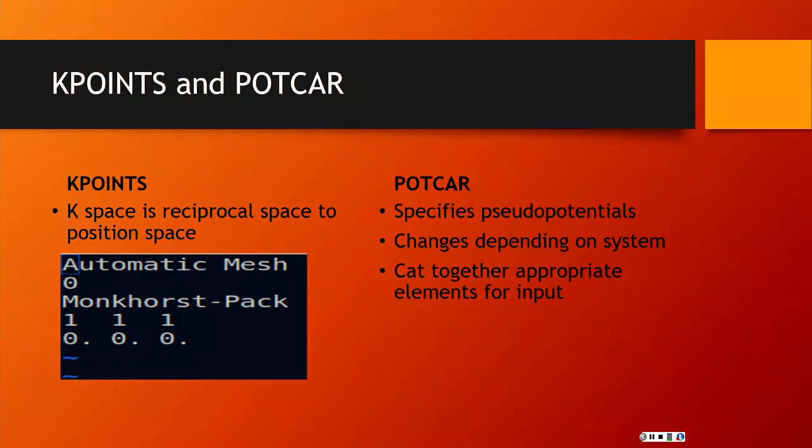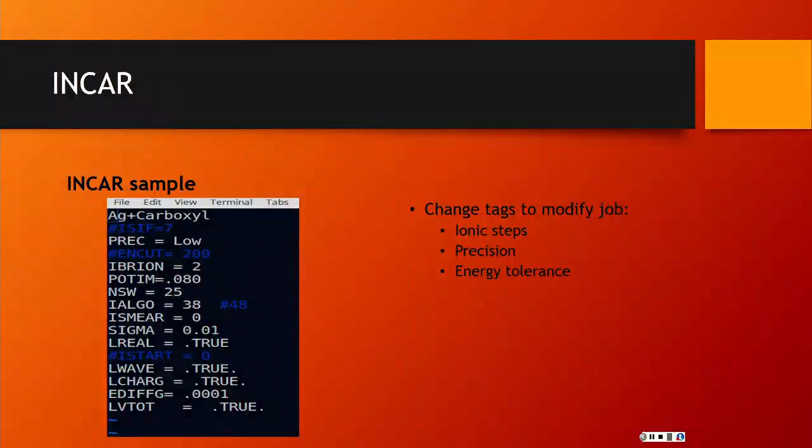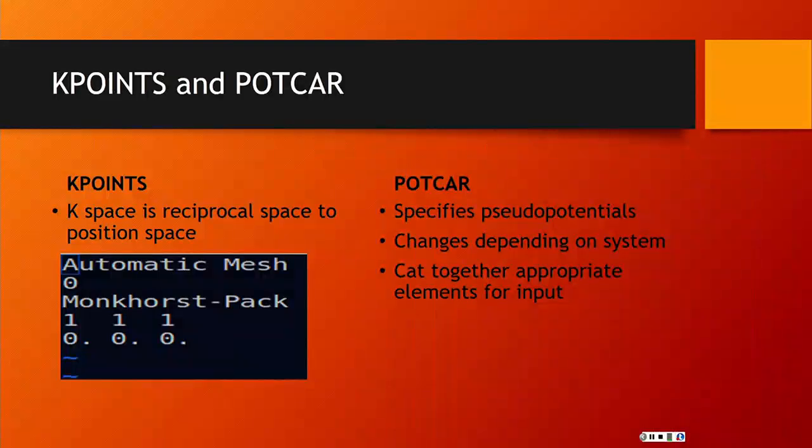So in this case, bromine, cesium, and lead. That means you want your POTCAR to include information for bromine, cesium, and lead. And then once you have all that together, you can submit it. Okay, thank you.